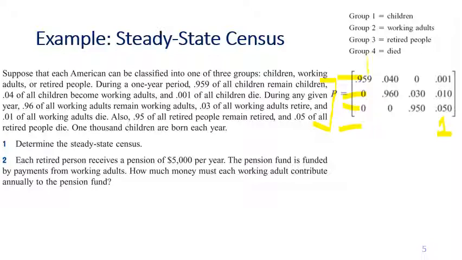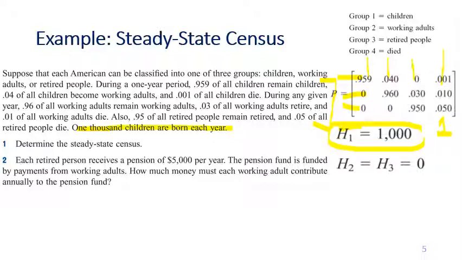Okay, so column 1 is for children, working adults, retired people, and died. That is the transition probability matrix, and from this sentence we know that 1,000 children are born each year, so H1 is 1,000. And no people enter the world suddenly as working adults or as retired people, so H2 and H3 equal 0. So the question is, we need to determine the steady state census.